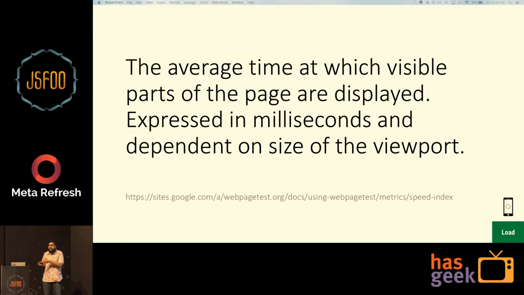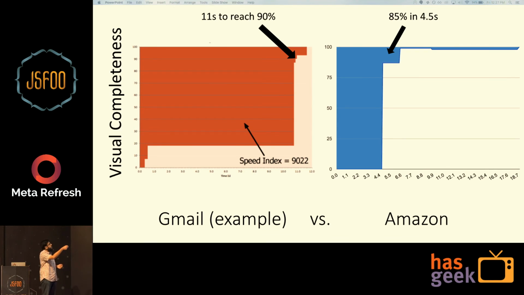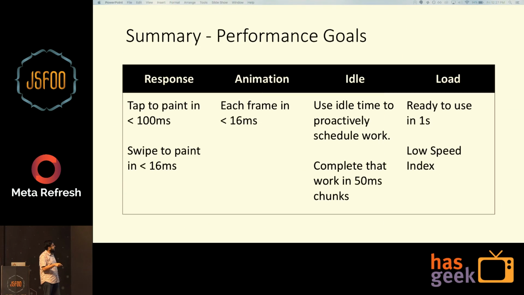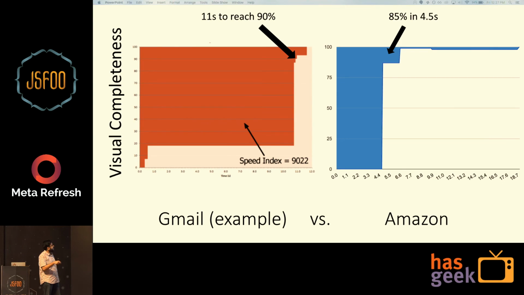So let's take a look at these two examples. Over here we have Gmail, over there we have Amazon. Oh, I need to play this. So which one felt faster? Obviously Amazon, because as and when the things were ready with Amazon, it started loading them. With Gmail, what happened was that it needed to load everything for your inbox, and then it showed it.